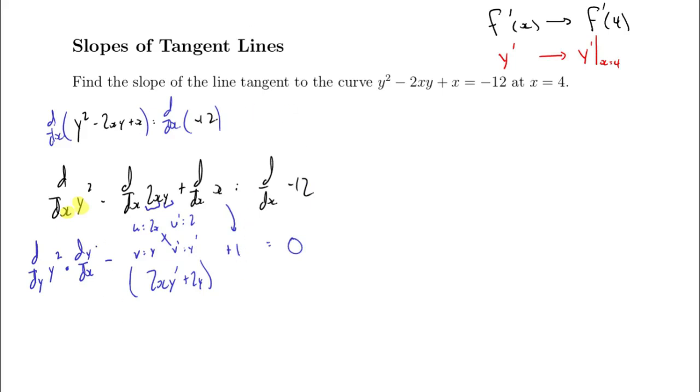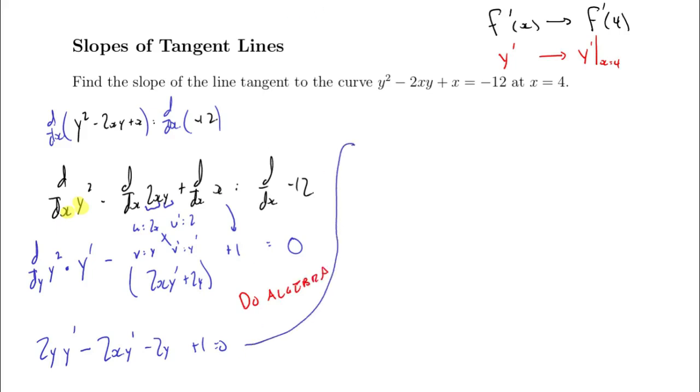Whew. Maybe instead of dy over dx, I can just write y prime there. The derivative of y squared with regard to y is 2y. Then we have this y prime. I'm going to distribute my negative through here. So this is minus 2x y prime minus 2y plus 1 equals 0. You can do some algebra to find, at the very end of it all, that y prime is equal to (2y minus 1) over (2y minus 2x). That's what your derivative is.